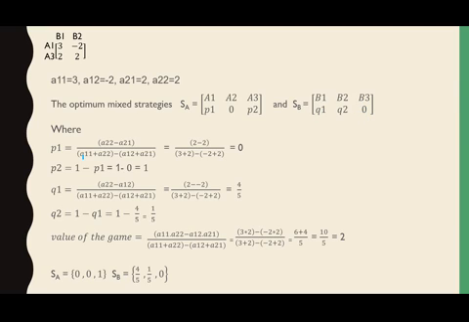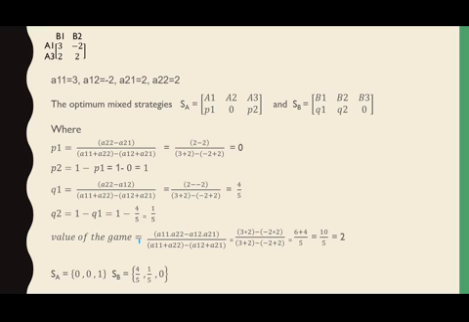So compute P1. P1 will be 2 minus 2 divided by 3 plus 2 minus 2 plus 2, which will be 0. If P1 is 0, P2 must be 1, because 1 minus P1, 1 minus 0, is 1. So I get P2 as 1. Then calculate Q1. When you substitute the values, you get Q1 as 4 by 5. If Q1 is 4 by 5, Q2 must be 1 minus 4 by 5, which is 1 by 5.